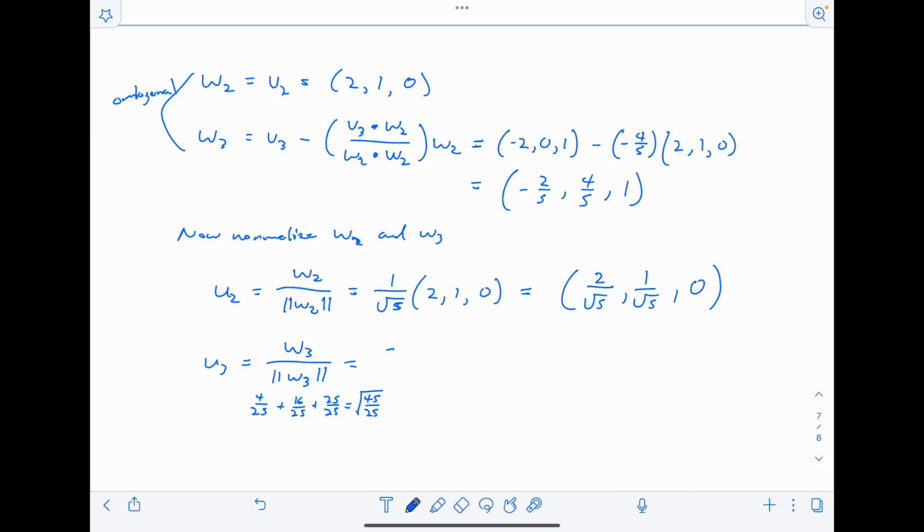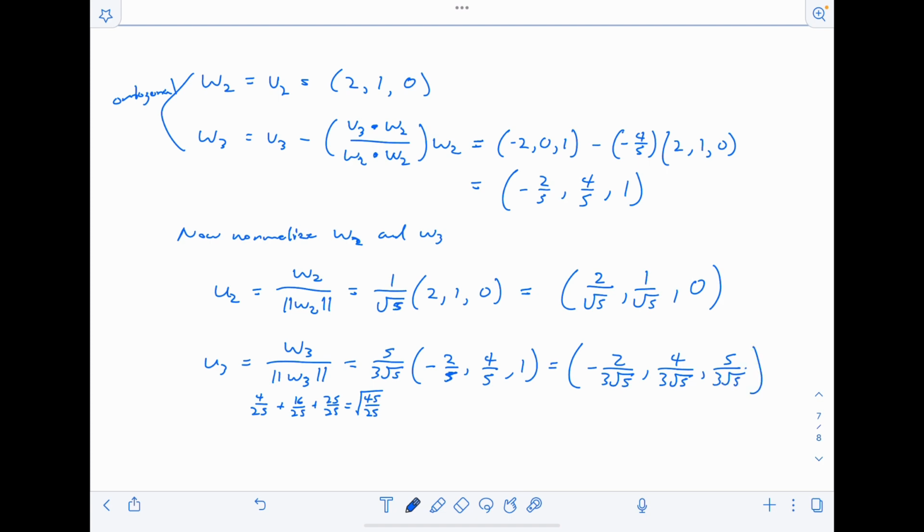So this is 5 over 3 root 5 times (-2/5, 4/5, 1), which is going to be, the 5's cancel, negative 2 over 3 root 5. Again, the 5's cancel, 4 over 3 root 5, and 5 over 3 root 5.